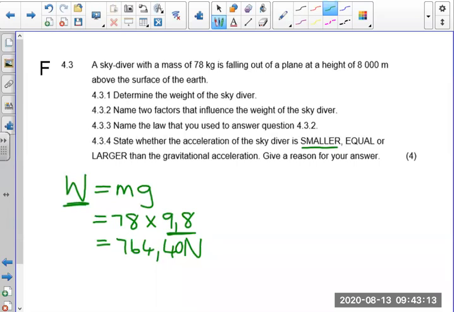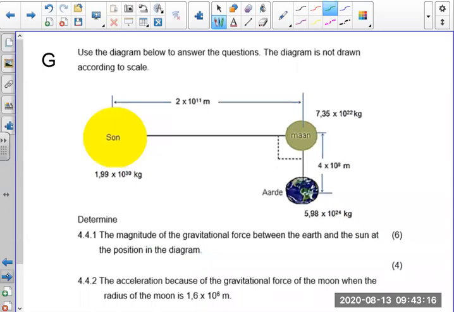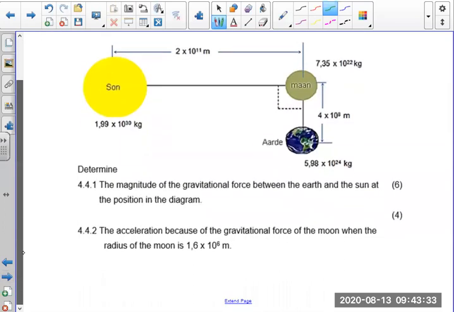per second squared. Right. Then they say at number G, this is a new question, use the diagram below to answer the questions. The diagram is not drawn according to scale. Okay. This one they like to ask. They ask it in this test, and I saw it in a lot of other tests as well, because you have to think a bit further now. They say determine the magnitude of the gravitational force between the Earth and the Sun at the position in the diagram.